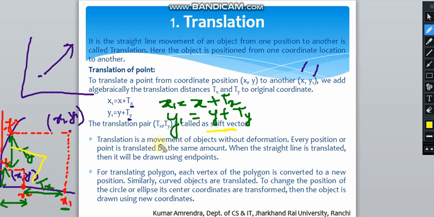And the translation is a movement of objects without deformation. That means there should be no change in the shape and size, no kind of change. Only what we have to do is change the position. So every position or object or point is translated by the same amount.